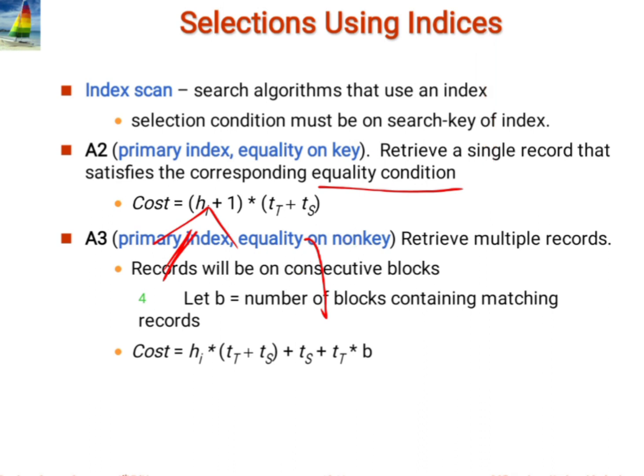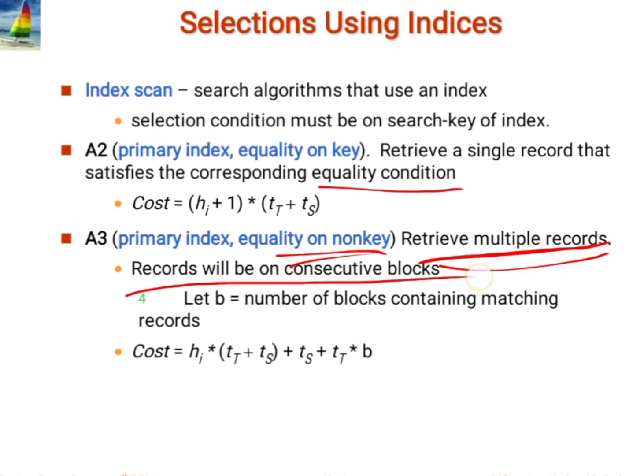Then I am having the primary index and equality on non-key. Here I will be retrieving multiple records, and the records will be in non-consecutive blocks. So it will have HI plus the number of blocks transferred, the time to transfer one block of data, plus the number of disk accesses to transfer the block of data, plus again this into the number of blocks.